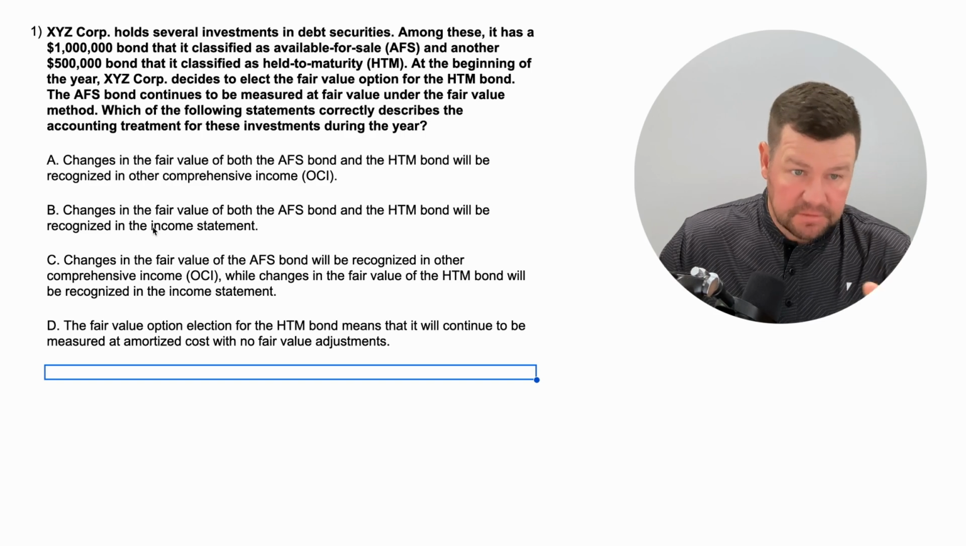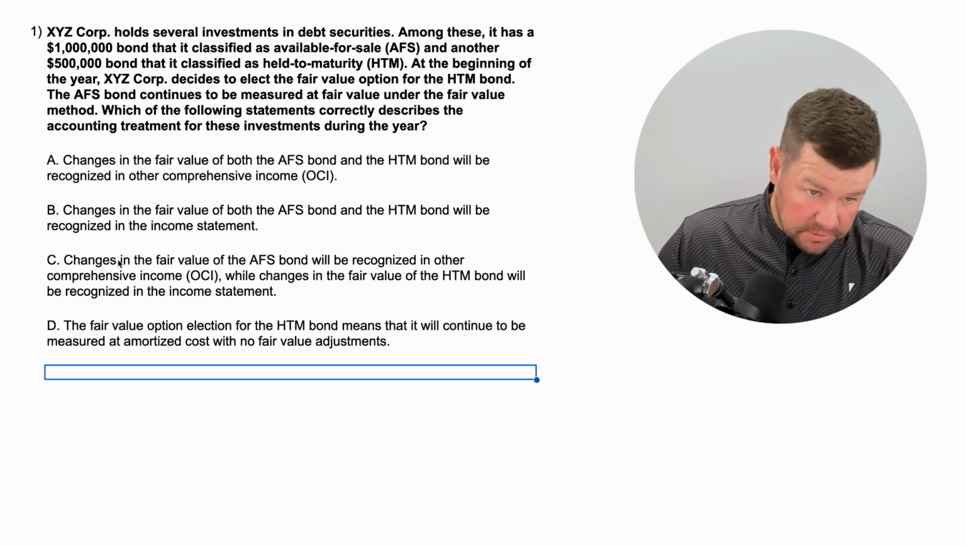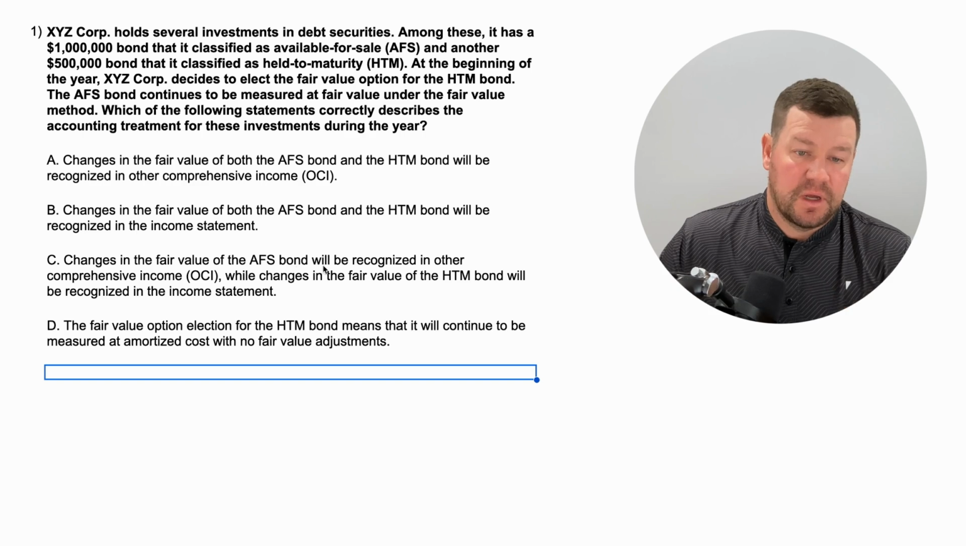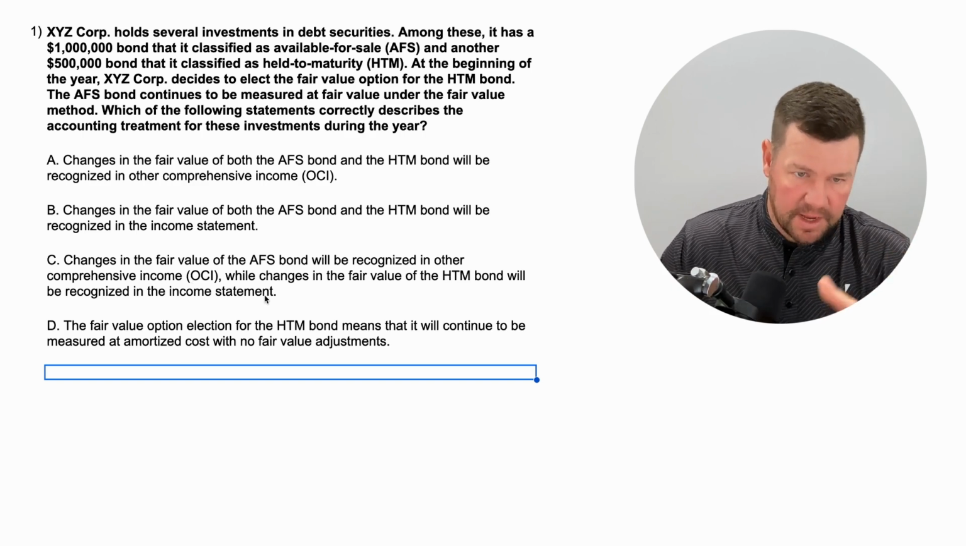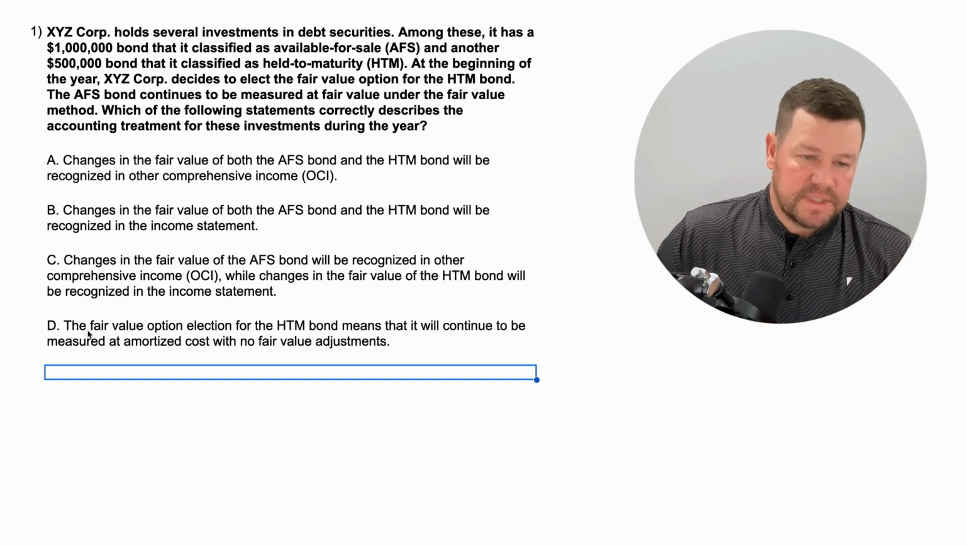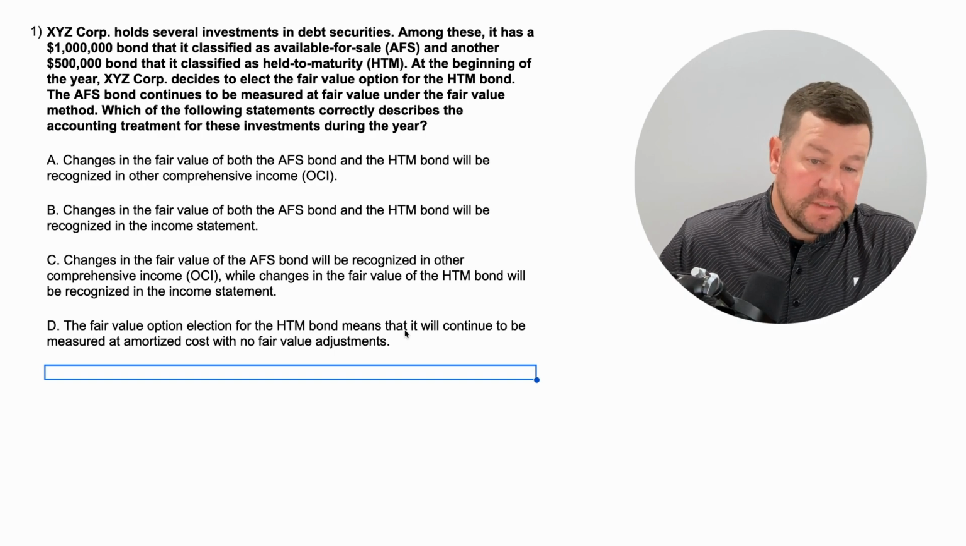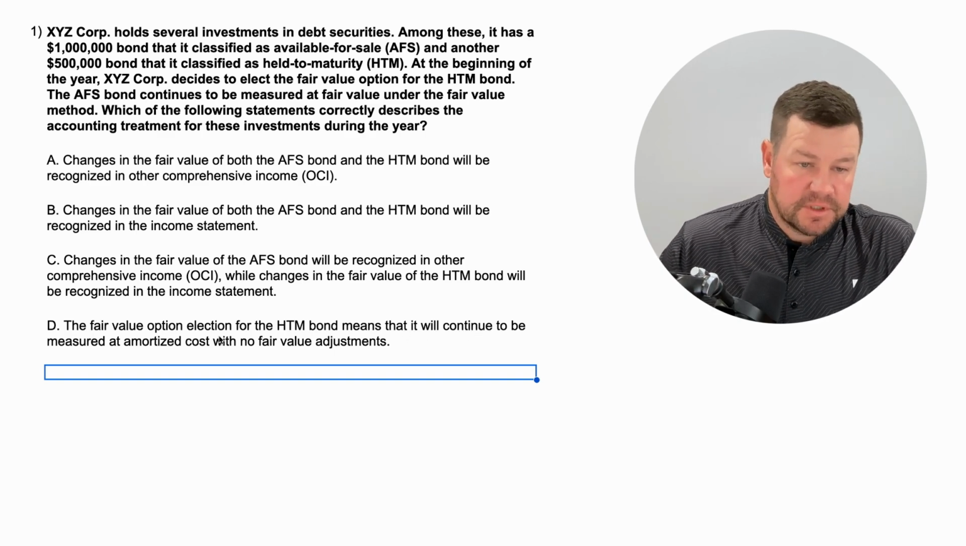B, changes in the fair value of both the AFS bond and the HTM bond will be recognized in the income statement. C, the changes in the fair value of the AFS bond will be recognized in other comprehensive income, OCI, while changes in the fair value of the HTM bond will be recognized in the income statement. Or D, the fair value option election for the HTM bond means that it will continue to be measured at amortized cost with no fair value adjustments.